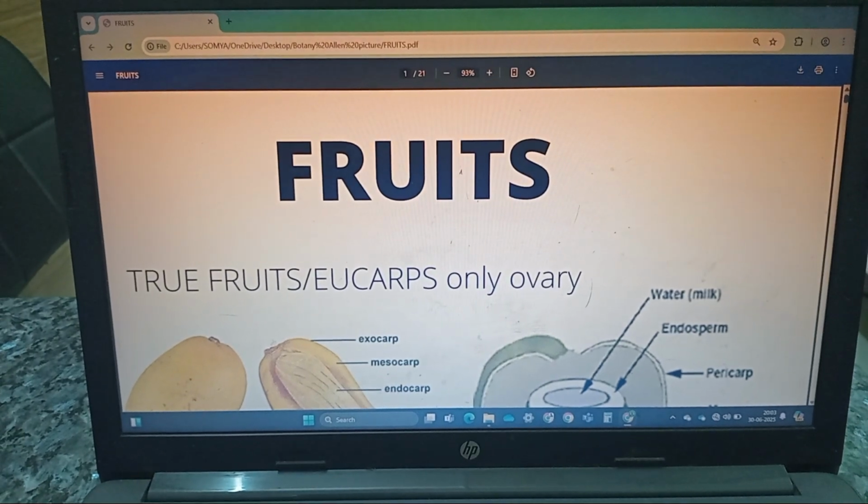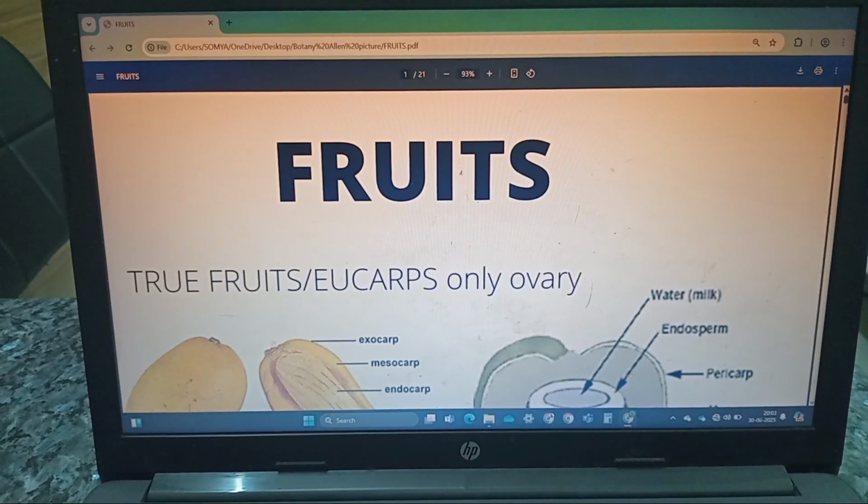Here we're starting with the chapter of the fruits. It's a very juicy chapter but a long chapter. The fruit is a characteristic feature of the flowering plants. If you see the ovary, it is the fruit which is formed from the ovary. Here we see about the fruits which are produced after the fertilization of the ovule.